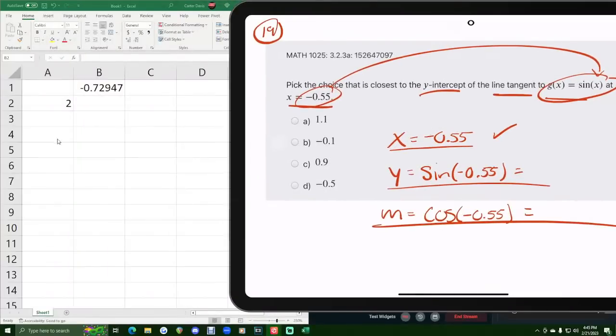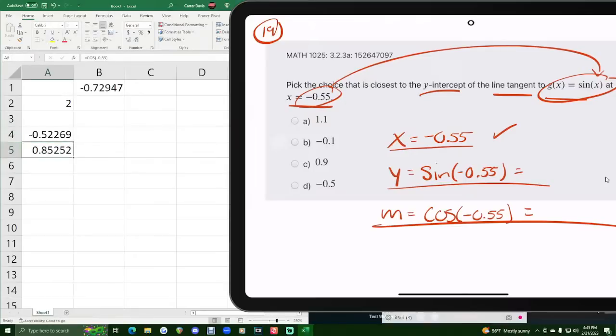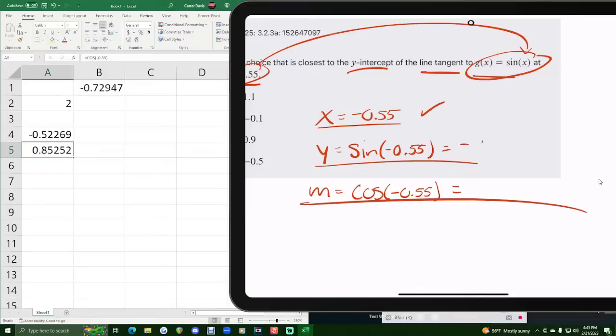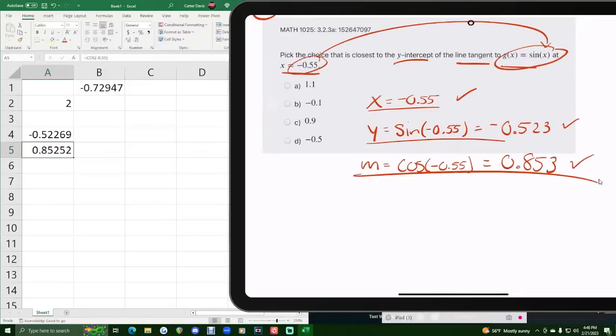So sine and cosine. So sine of negative 0.55. And we'll go ahead and do cosine. Cosine of negative 0.55. All right, looks good. So our y value is negative 0.523. Our cosine value, or our slope value, is 0.853, 3, I guess. So we have everything we need, x, y, and m.